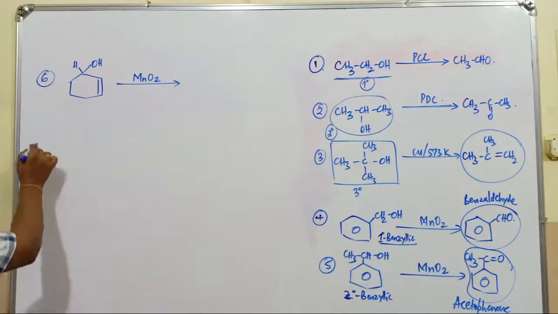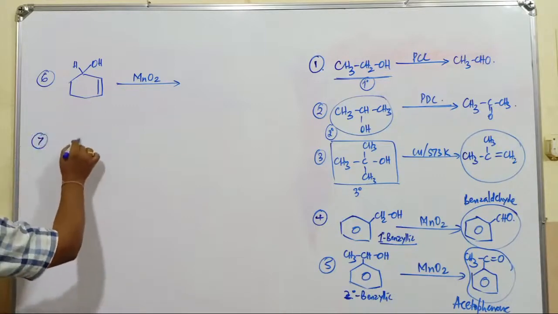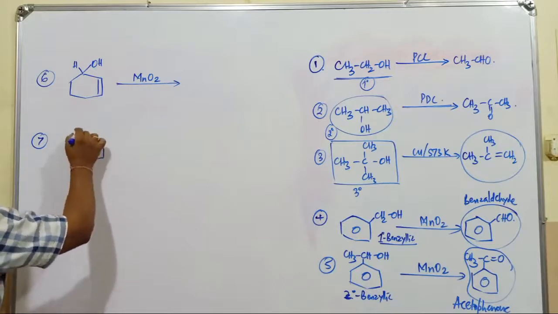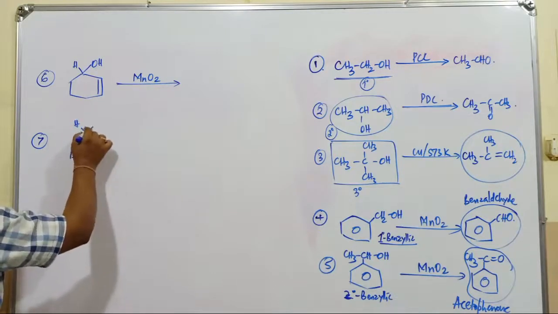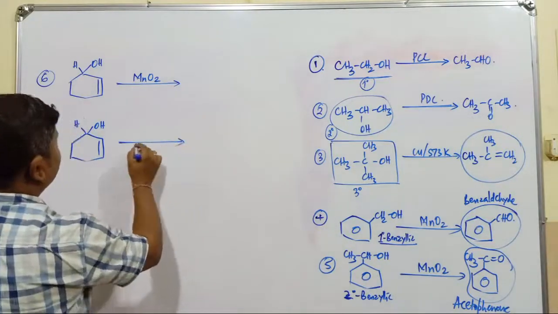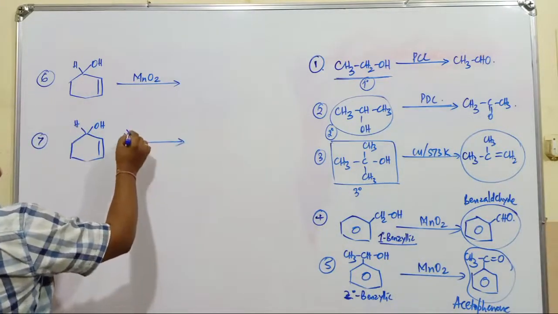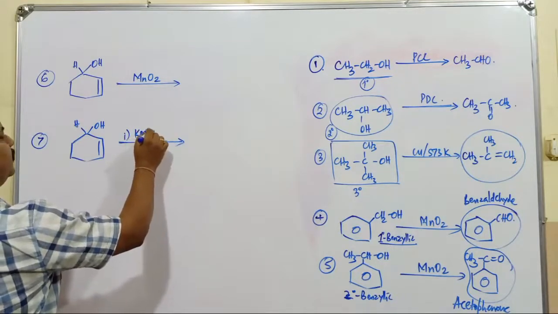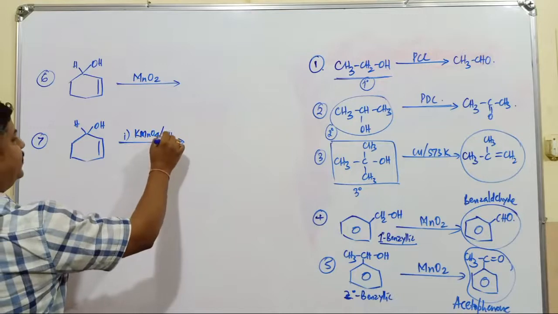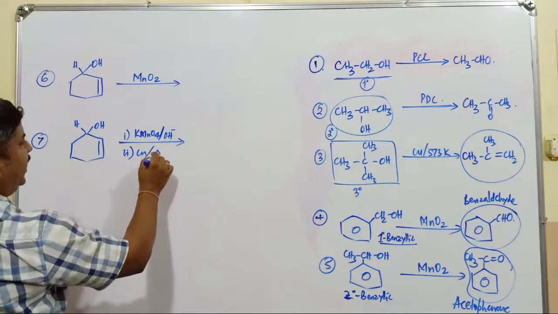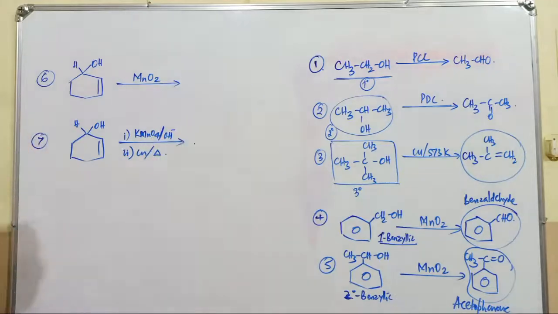One more reaction I will mention here. Meanwhile, find out the product for that compound. This is H, OH. First it is KMnO4, OH minus, second reagent copper followed by K. Product obtained in case of this.